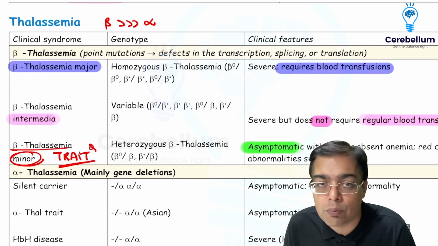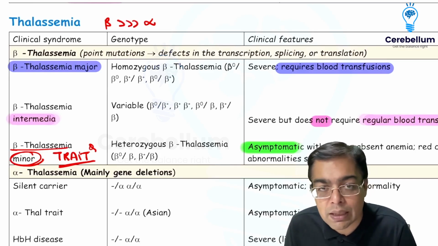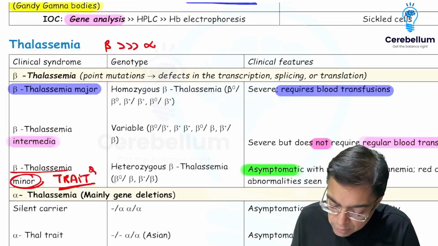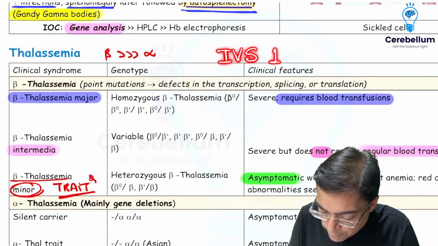Now at a genetic level, what we need to remember over here is that, as per the genetic analysis, the reason for development of thalassemia is that the majority of the patients are going to have an issue that affects the intervening sequence 1-5.